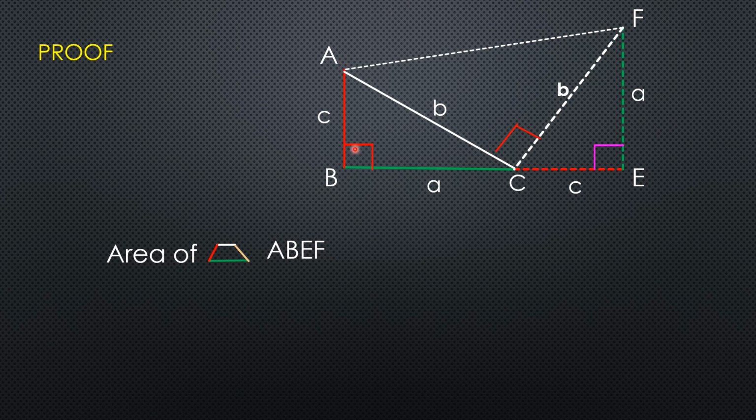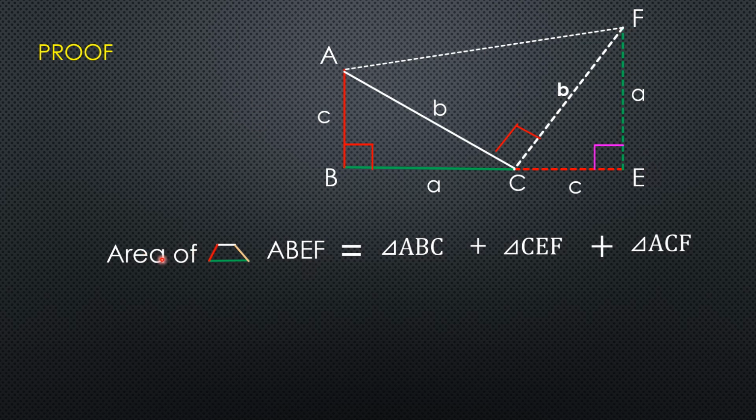The whole trapezium ABEF can be thought of as made up of three right-angled triangles. So therefore it must be equal to area of right-angled triangle ABC, that is this one, plus area of right-angled triangle CEF, means this one, plus area of this right-angled triangle ACF. So this plus this plus this will give us the total area of the trapezium.